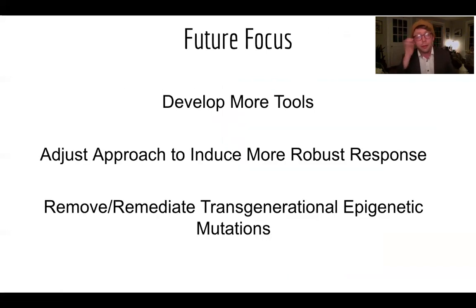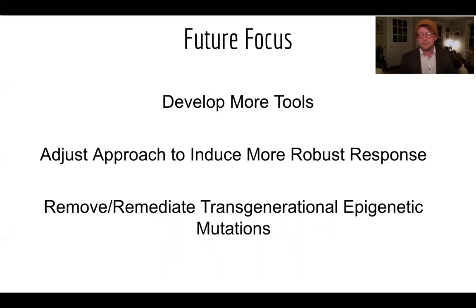Where to go from here? There are many candidate enzymes that have epigenetic activity. So we need to develop more tools and exploit those other capabilities. 60% after 6 days GFP knockdown is good. We need to adapt and adjust our approach to achieve a robust response and eliminate off targets. So a little bit of work to do there.